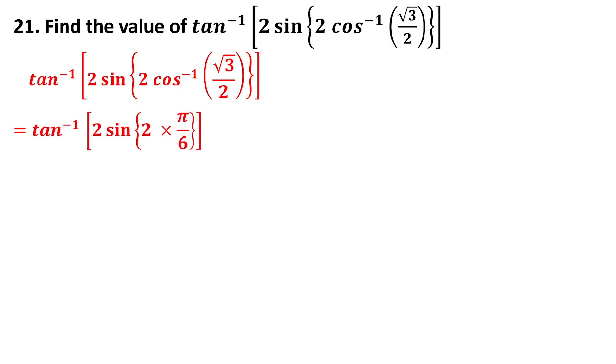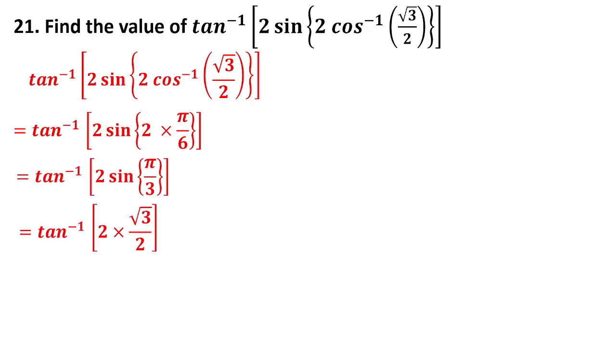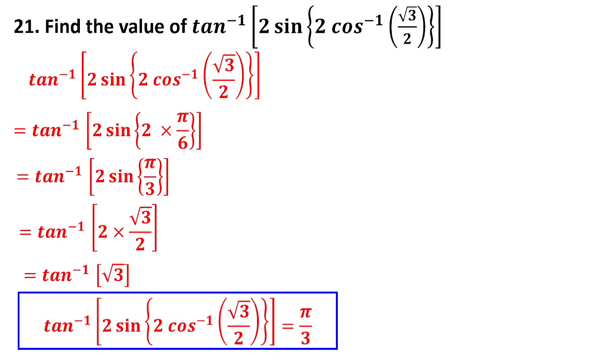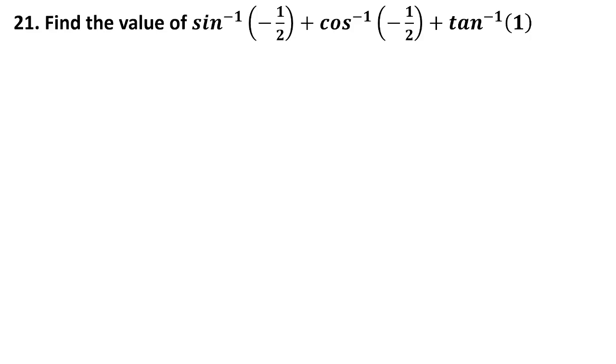It is pi by 6. Therefore 2 into pi by 6 is pi by 3. Now 2 into sin pi by 3 is 2 into root 3 by 2. This is tan inverse of root 3. Therefore the answer is pi by 3. Now, going on with the simplification, you get the final answer. Let us move on to the next question, that is the second part of 21.